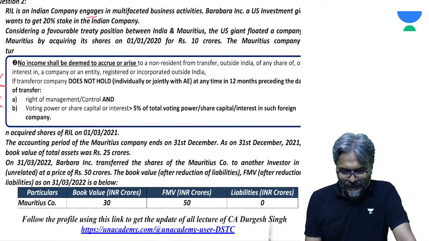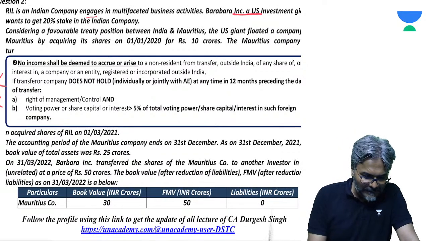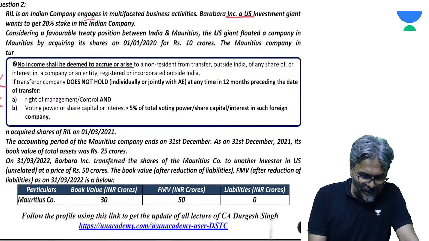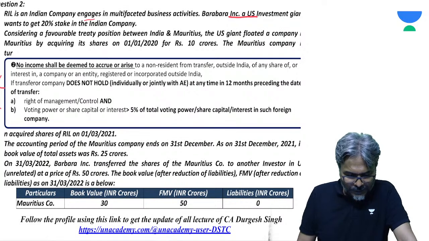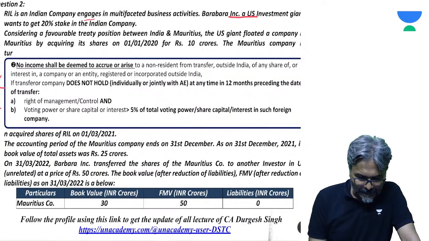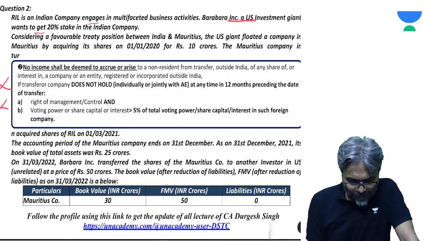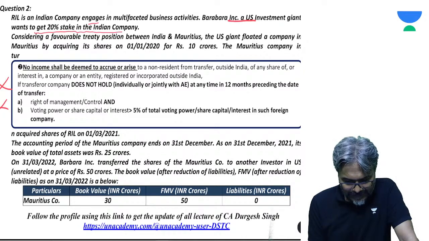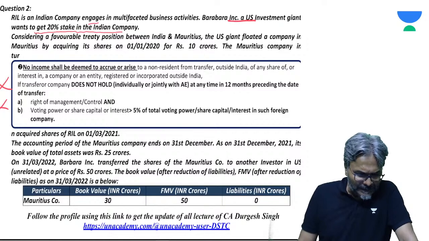Barbara Inc., a US investment giant. Now what does Barbara Inc. have to do over here? So Barbara Inc., a US investment giant, students, what they are doing in this case, they want to get a 20% stake in the Indian company. So the US company wants to get a 20% stake in the Indian company.